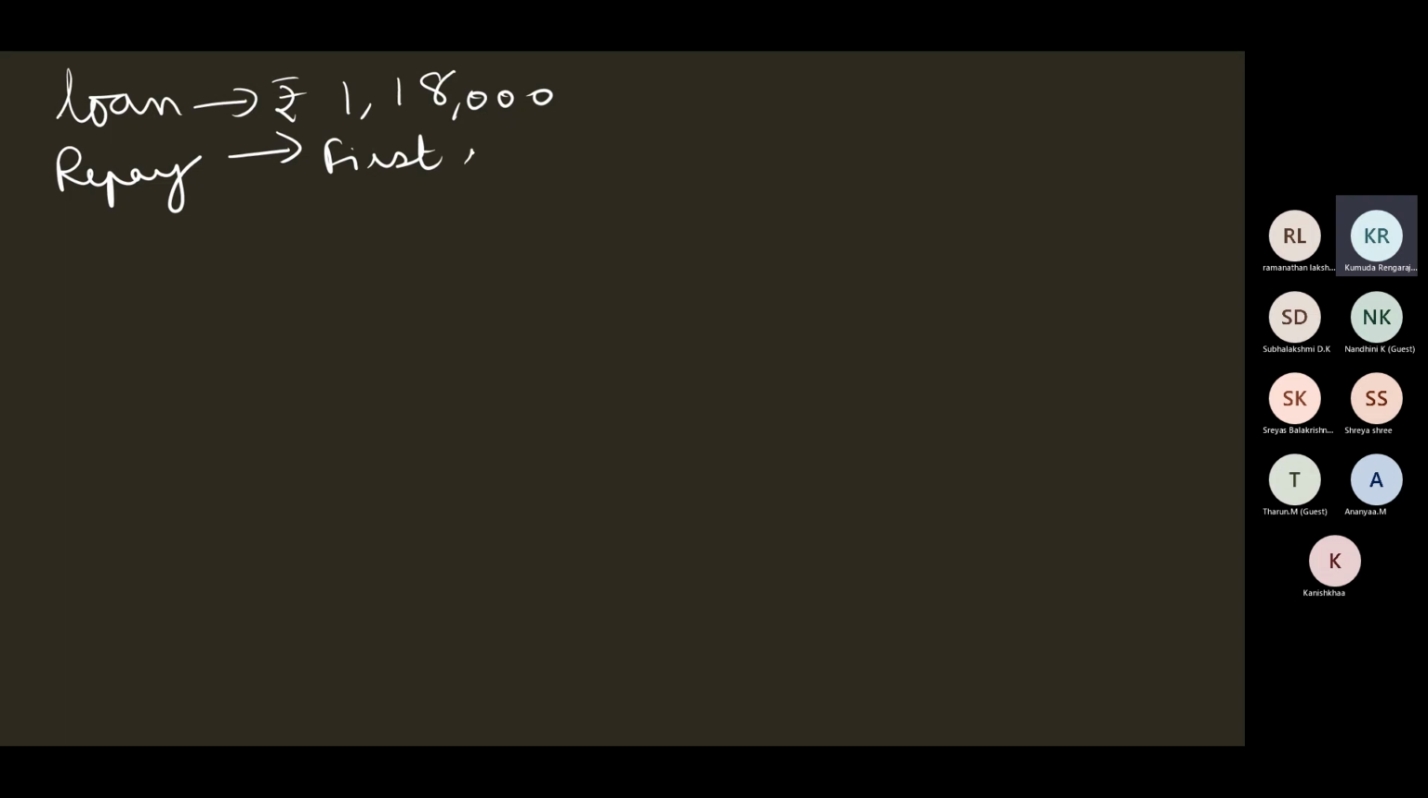Okay, so a person has taken a loan from a bank. The value of the loan is rupees 1,18,000. So how does he repay? First installment, he repays like this. First installment, 1,000 rupees, and increases.